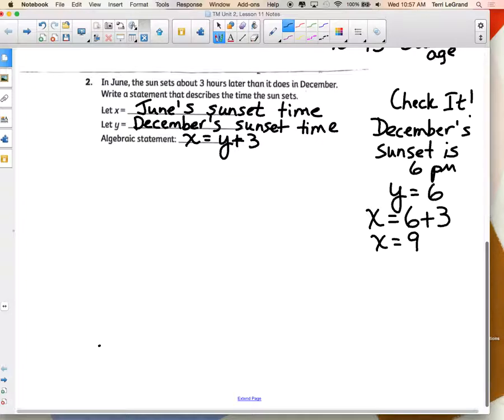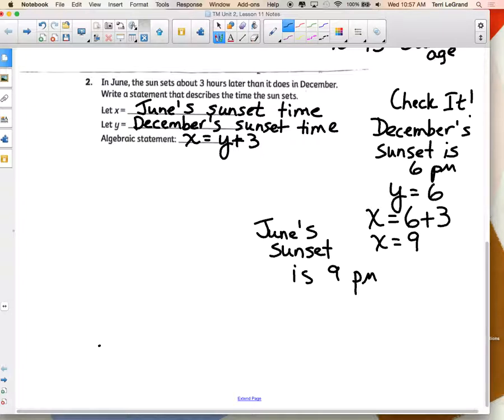So this is June's sunset time. We don't have to put time, we'll just say June's sunset is 9 p.m. Okay, does that seem reasonable? Yes. Why does that seem reasonable?